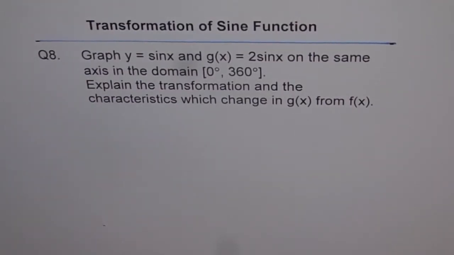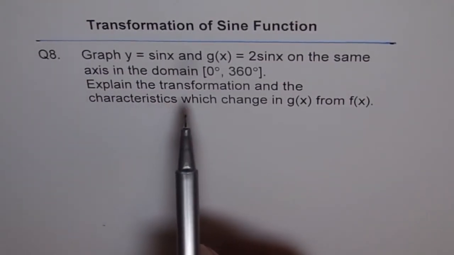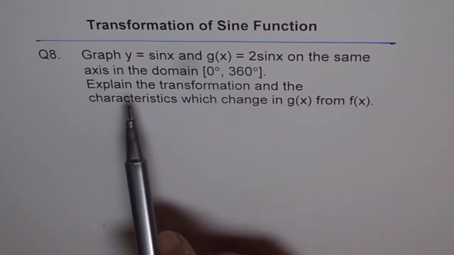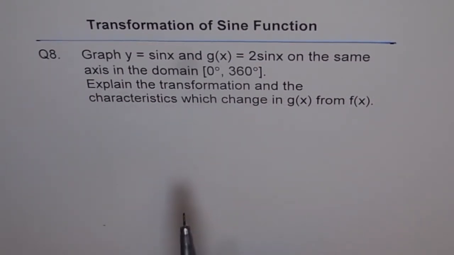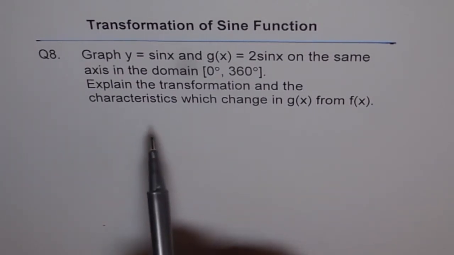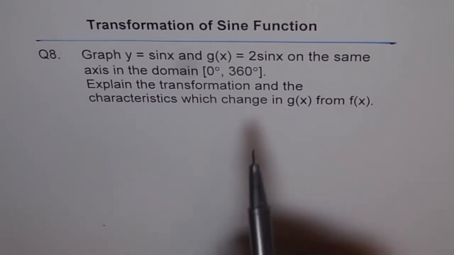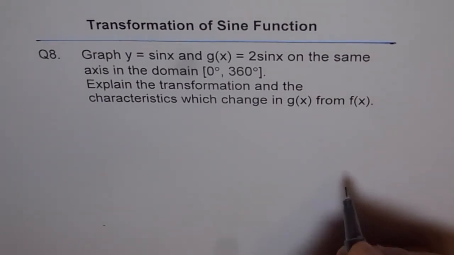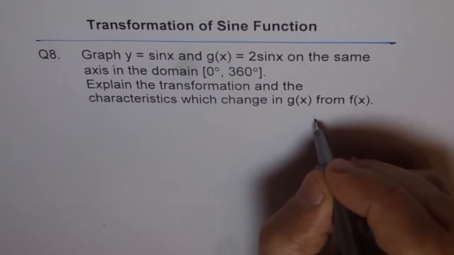Question 8. Graph y equals sin x and g(x) equals 2 sin x on the same axis in the domain 0 to 360 degrees. Explain the transformation and characteristics which change in g(x) from f(x). So let's first draw the graph.